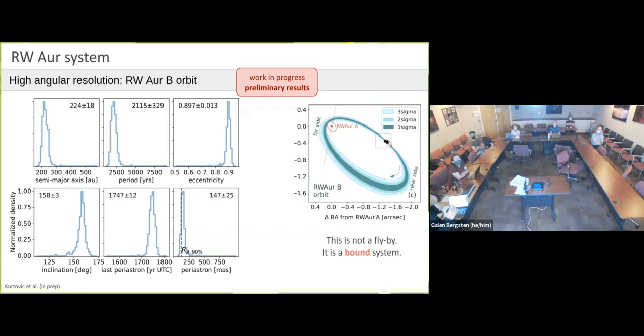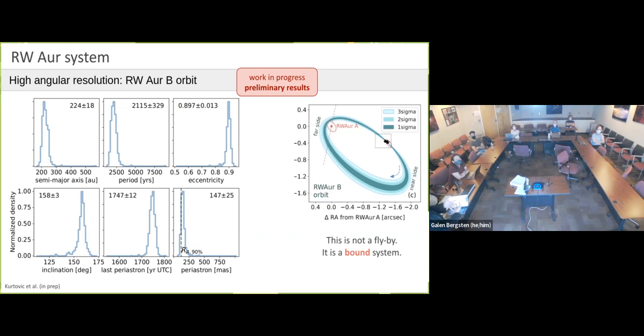The preliminary results that I'm getting here, so take them with a grain of salt because it's not final, is that this system has a period of something like 2,000 years. Since we know its current position, we know when was the last time that they interacted, which was about 300 years ago. So now we can already take that time and constrain how much time it took for the disk to stabilize after the interaction.